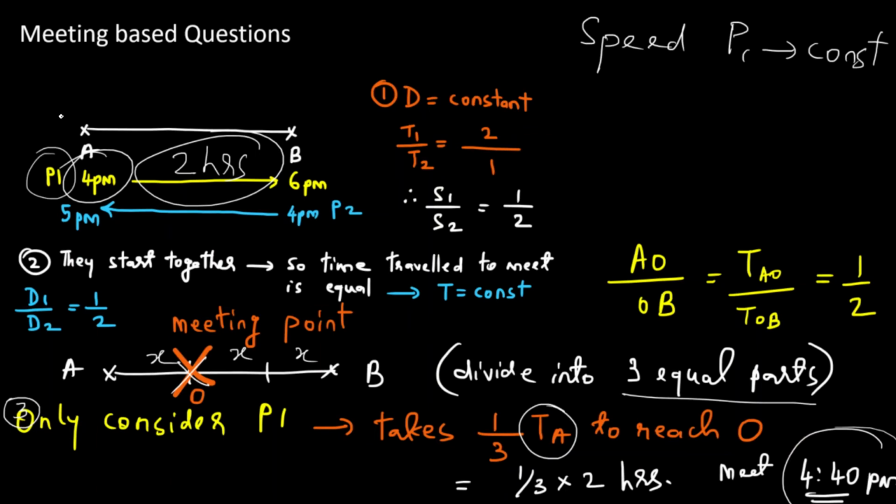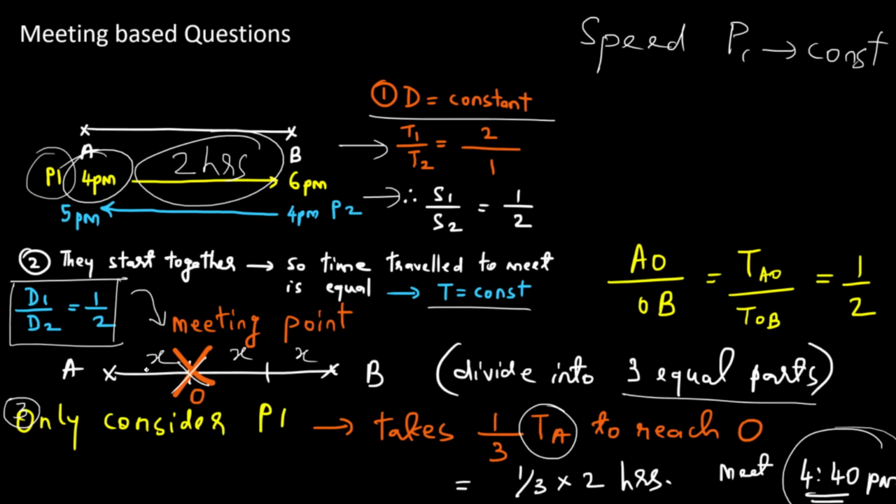What was the scenario? We had two people and we knew the time taken by them to cover the same distance. So that's what we started with. We found the time ratio and with that we found the speed ratio. That was step 1. Step 2 is that we know that both of them start at the same time. Therefore, the time traveled to meet is constant. And when time is constant, we know that speed ratio is equal to distance ratio. And with that, we found D1 by D2. That was step 2. Now, with this, we are able to find where they meet.